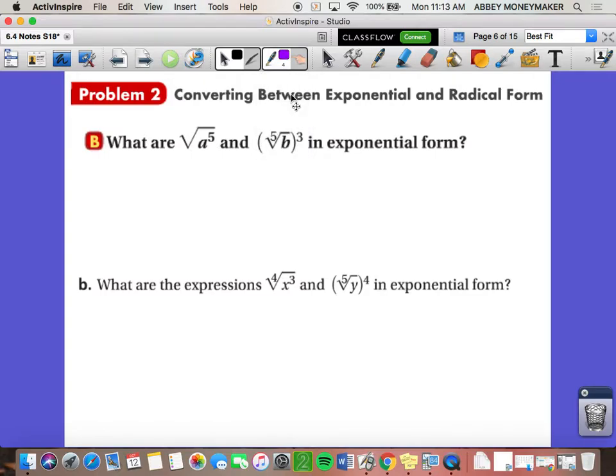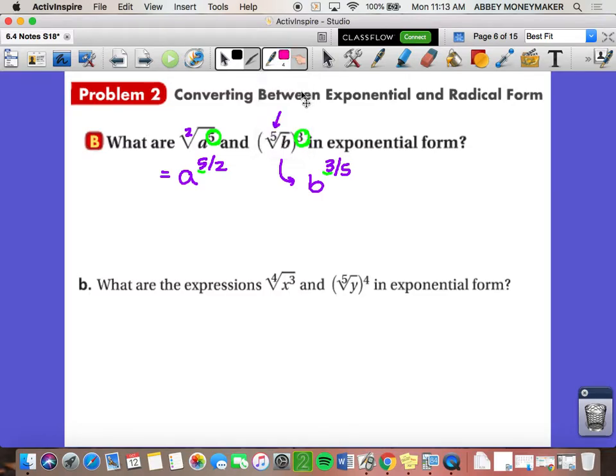It says, what are the square root of a to the 5th and the 5th root of b cubed in exponential form? Well, if it helps you, again, remember that if there's no index number, it's a 2. So that would be rewritten as a to the 5/2 power. And then for the b one here, again, the index is your denominator, so that would be b to the 3/5 power. Regardless of whether your exponent is outside the parentheses or inside the parentheses, that's always going to be your numerator.